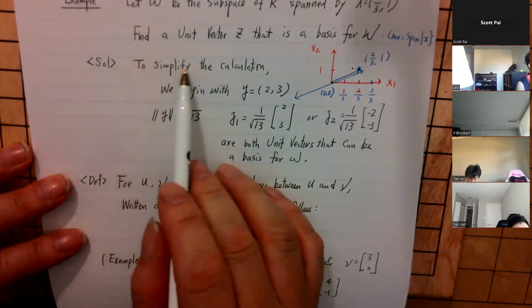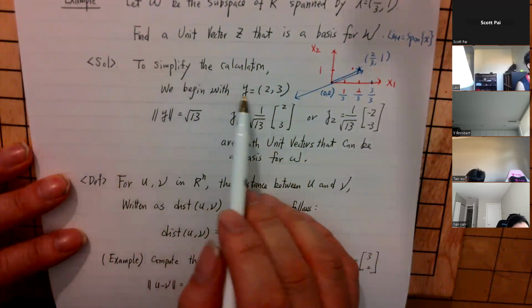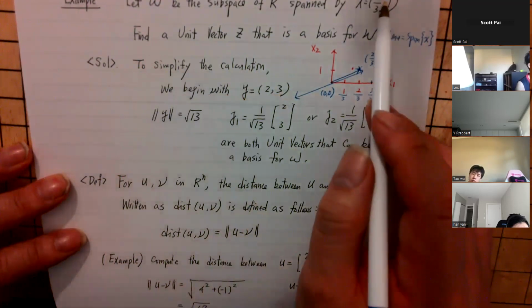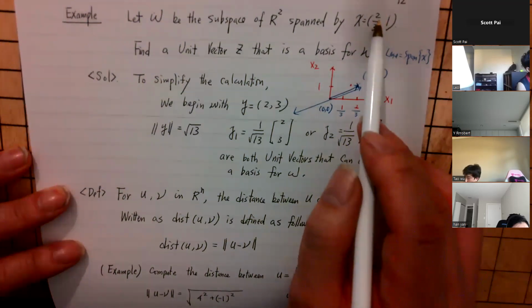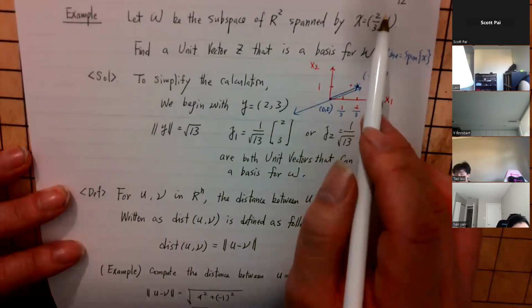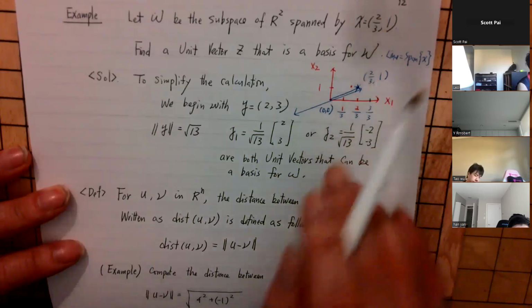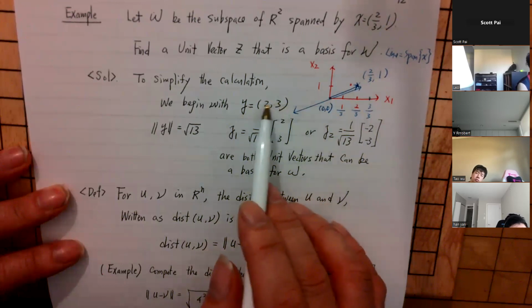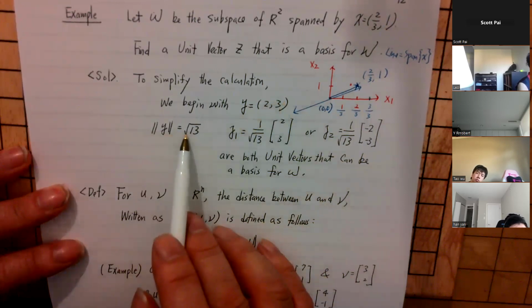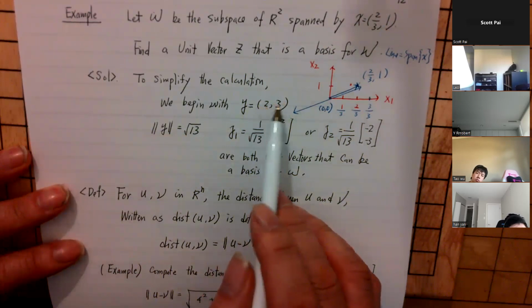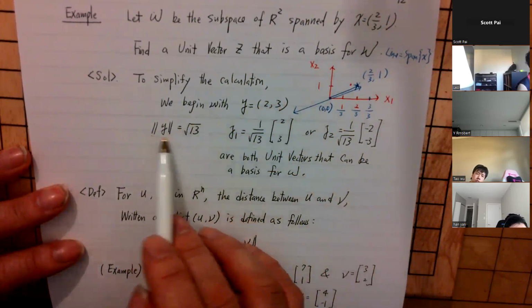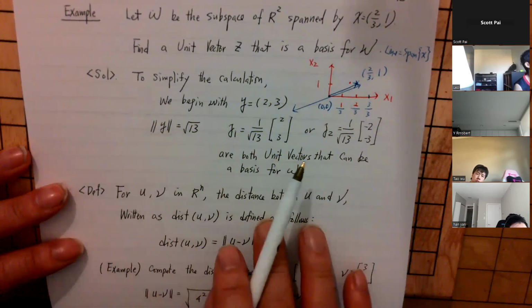To simplify the calculation, let's begin with y equal to (2, 3). The same direction, but we get rid of the fractions, okay? Fractions create complexity in doing calculation. So let's begin with no fractions, but the same direction, (2, 3). And the norm is 2 squared plus 3 squared, which is 4 plus 9, which is 13. Take the square root. So the norm of y is square root of 13.